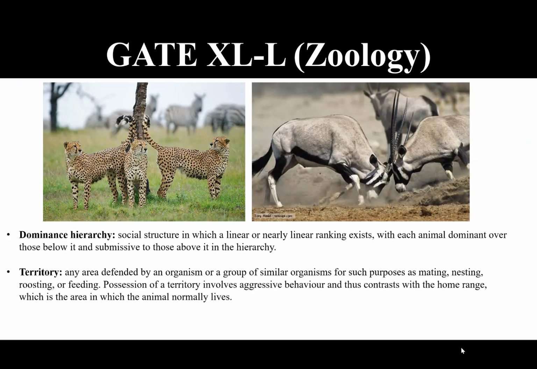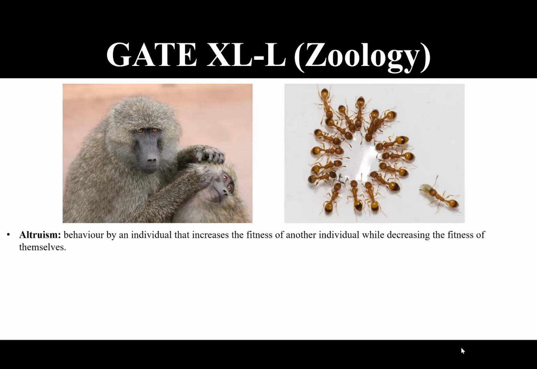Next is territory. It is any area defended by an organism or a group of similar organisms for purposes such as mating, nesting, roosting or feeding. And possession of a territory involves aggressive behavior and thus contrasts with home range, which is the area in which the animal normally lives. So you can see aggressive behavior in the case of lek formation. And you can also see in the image here that the cheetah is spraying urine to mark its territory.